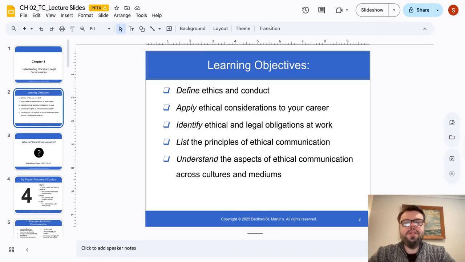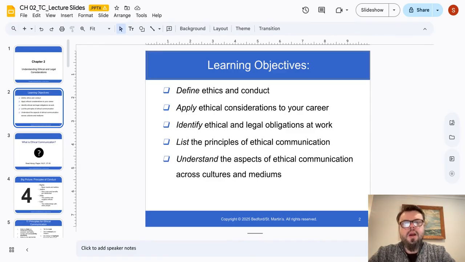You'll also learn to identify your ethical and legal obligations at work, specifically your obligations to your employer, to the public, and to the environment. Those categories matter because ethical responsibility doesn't point in just one direction. Another key goal is being able to list and explain the major principles of ethical communication. These principles show up again and again in professional writing: truthfulness, clarity, accessibility, fairness, and accountability.